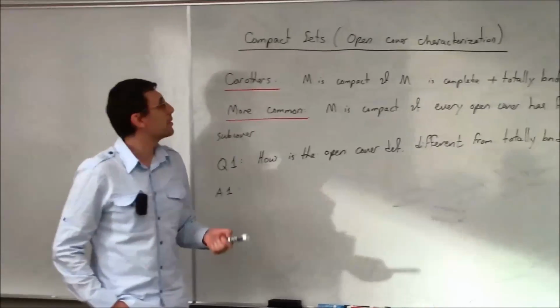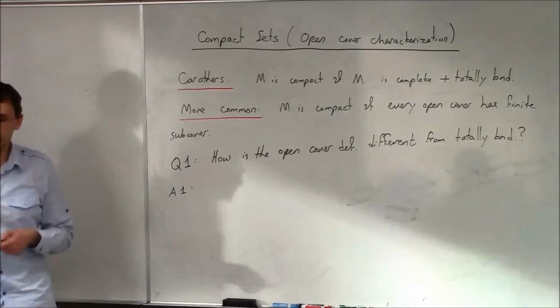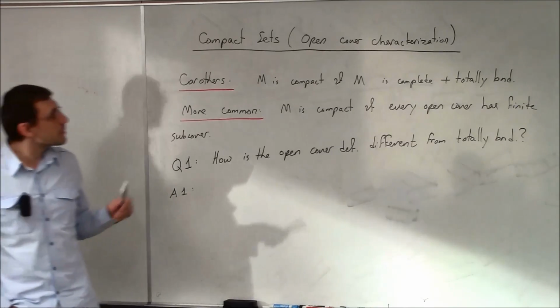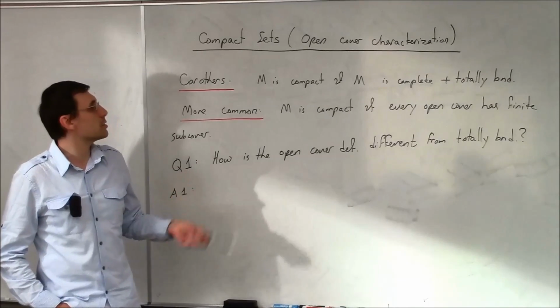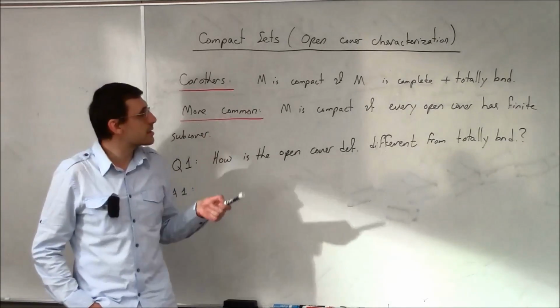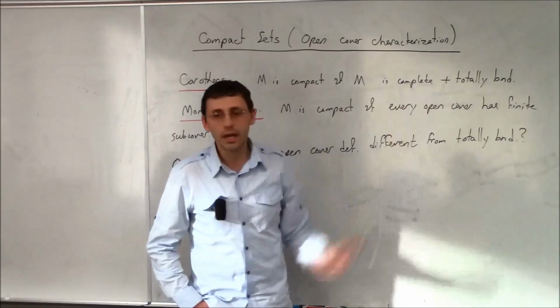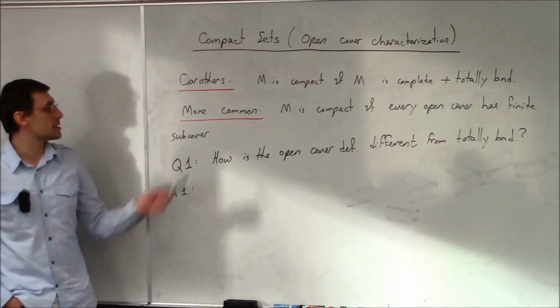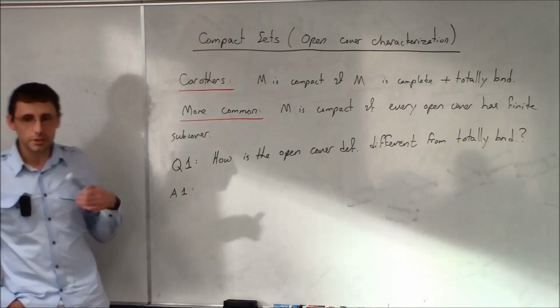Let's try to talk about the open cover characterization, which I think you're more familiar with. In Carothers, which is rather unusual in analysis books, you define compact sets as sets that are complete and totally bounded. But probably in the previous class you have seen this more common characterization, which I'll try to explain today.